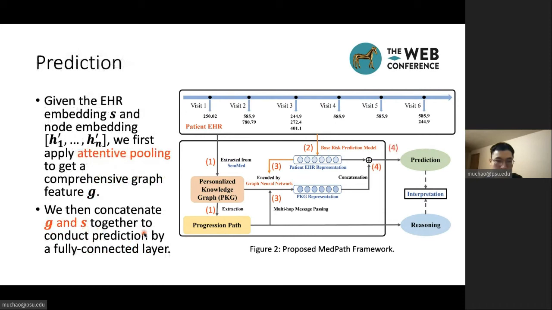Okay, with the information above, the next thing we do is make a prediction. Given the EHR embedding S and the node embeddings H1 prime to HN prime, we first apply the attentive pooling to get a comprehensive graph feature G. And then we concatenate G and S together, and we conduct the prediction by putting them into a fully connected layer. And this is what we did in the first pathway.